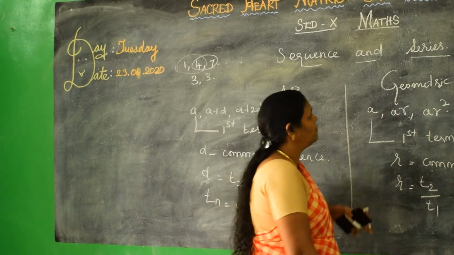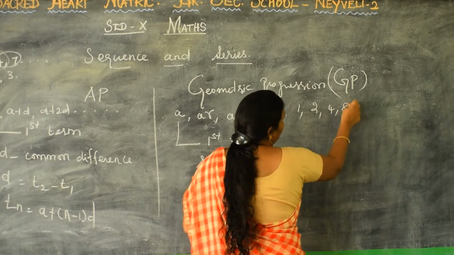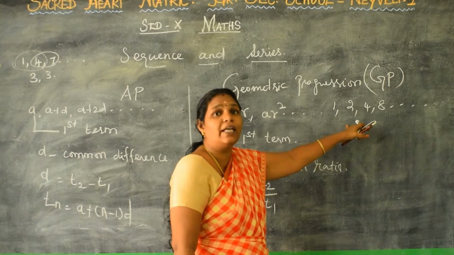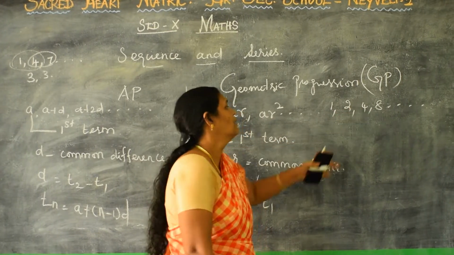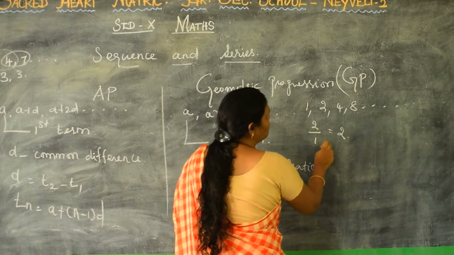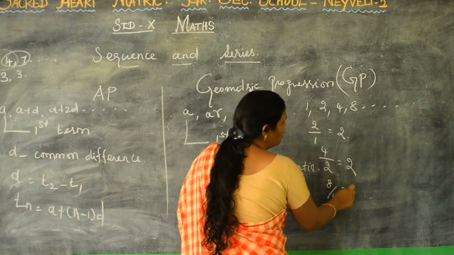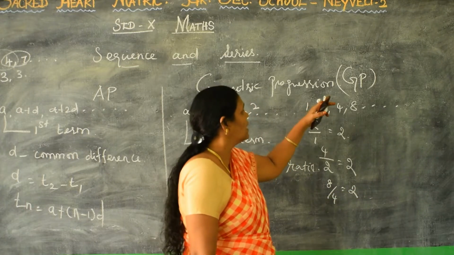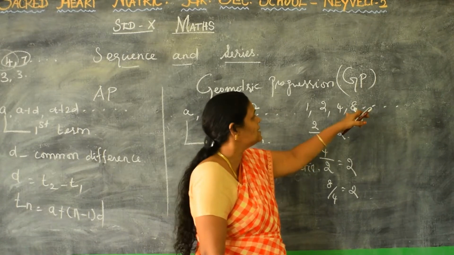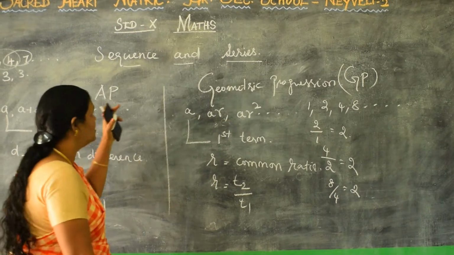As well as here, for example, I am writing 1, 2, 4, 8 and so on. The ratio between the successive terms: 2 by 1 is 2, here 4 by 2 is 2, here 8 by 4 is 2. See, if the ratio between the successive terms is equal, then it is known as a GP.